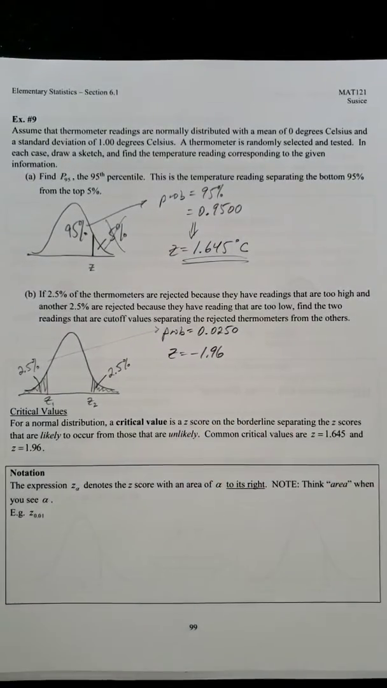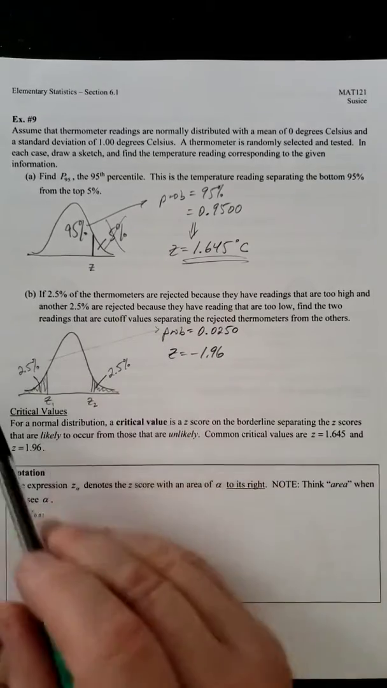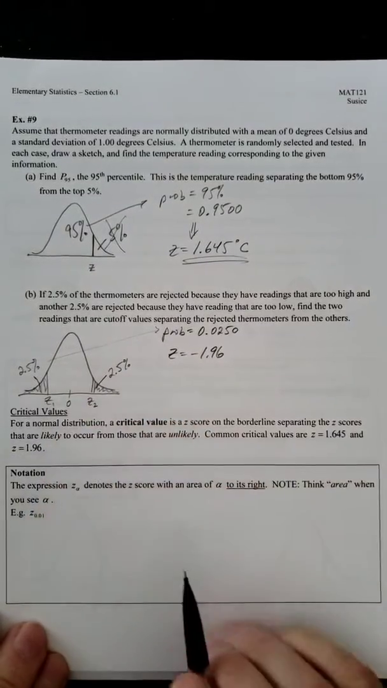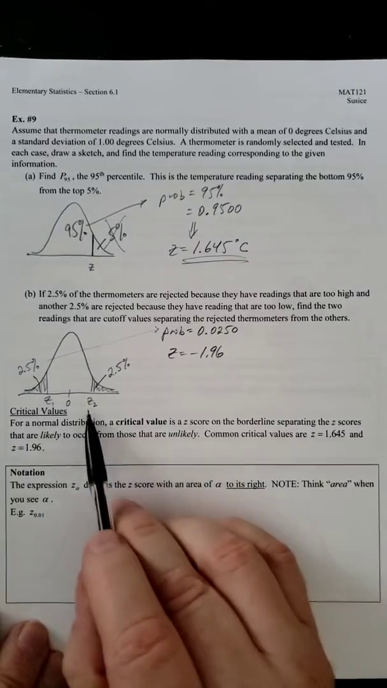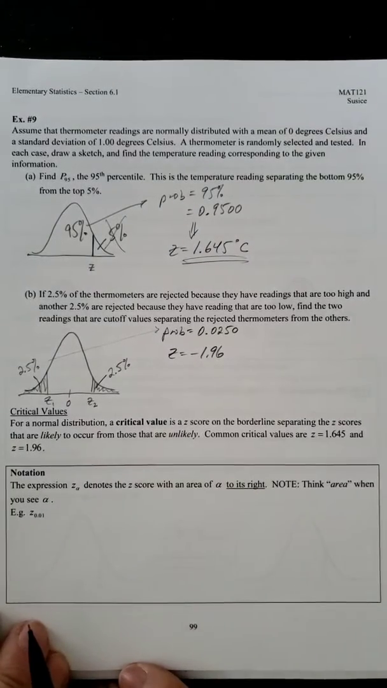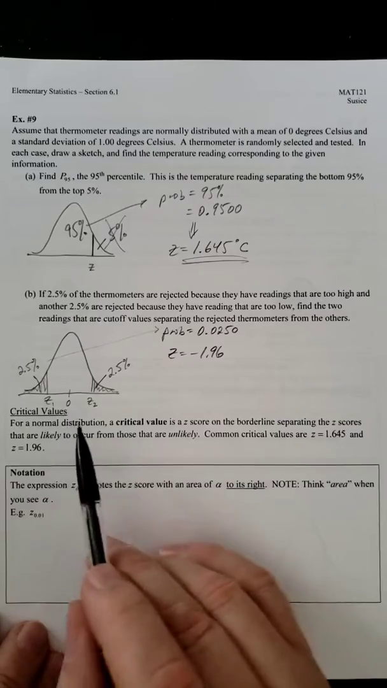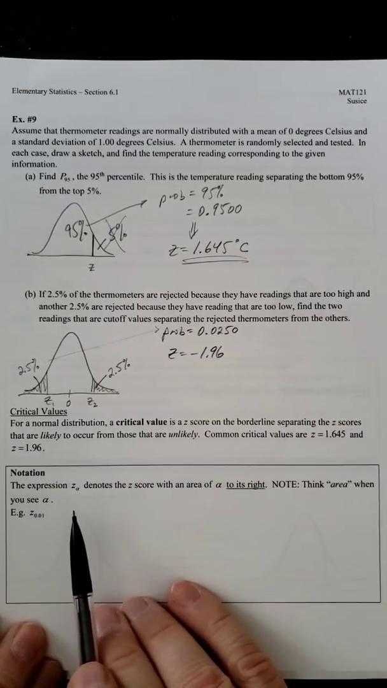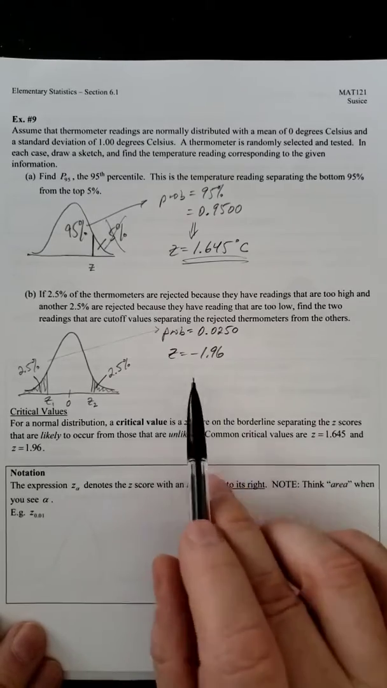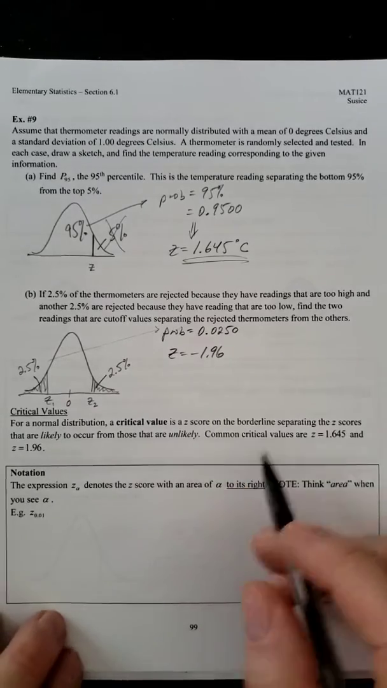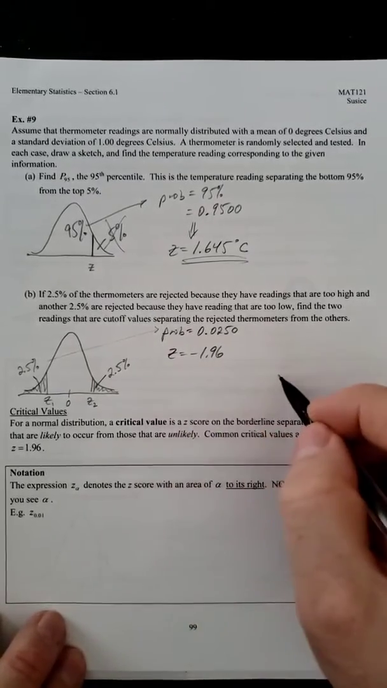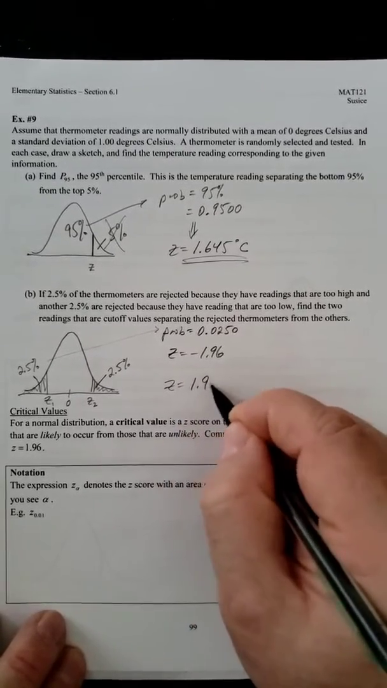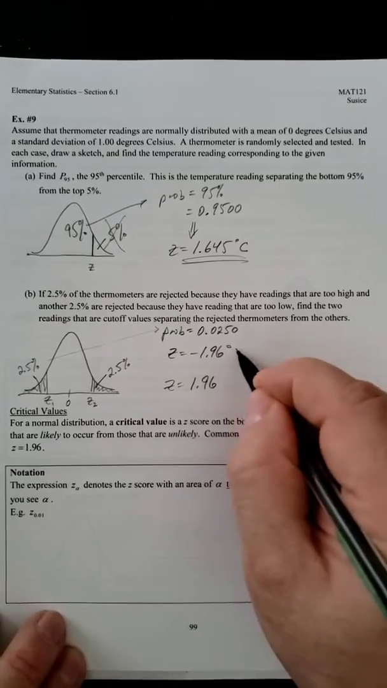Now, here's a question for you. Because this is a nice symmetrical graph around 0, what is your guess at what this z-score is going to have to be? If it's nice and symmetrical, you got negatives on this side, you got positives on this side, hopefully you're guessing that it's going to be just the positive. And that's exactly right. Z will be equal to positive 1.96.